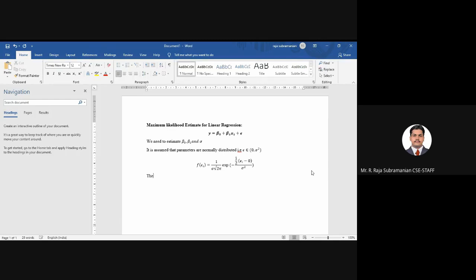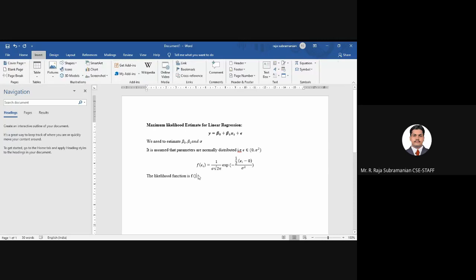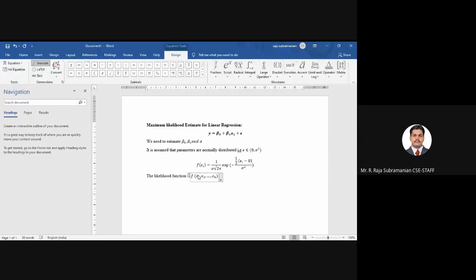So what I will do, the likelihood function is nothing but, if it is epsilon I, then how many likelihood functions can be there? It's f of epsilon 1. I'm considering that they are independent of each other. The one error value of one parameter will not depend on another error value. All the error values are independent.